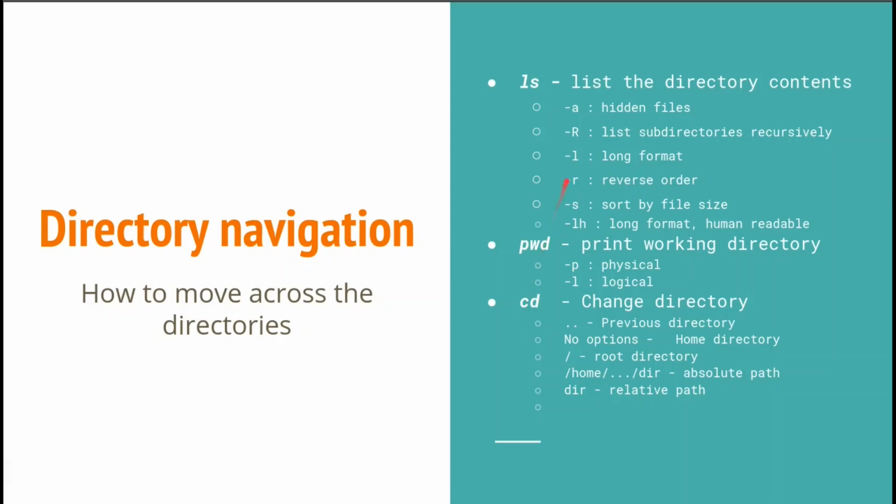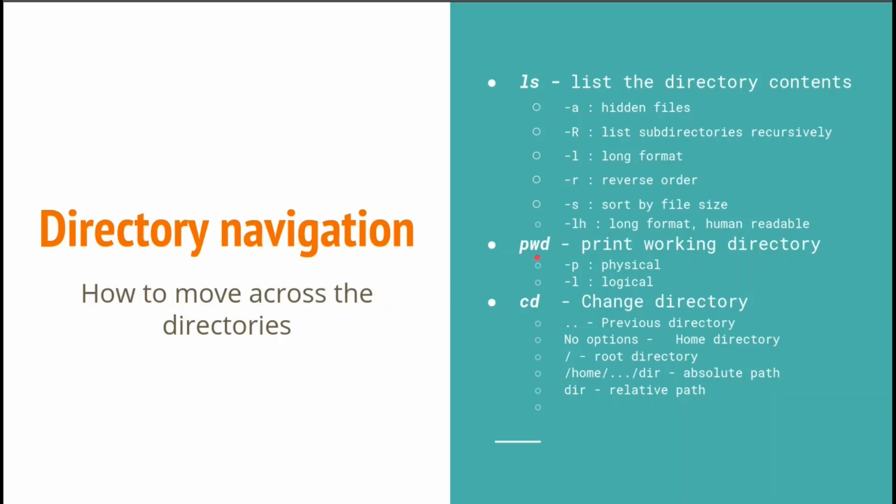Now to summarize, you can use ls to list the directory contents. A is for hidden files, that is, it will show all the files including the hidden files. R is for listing the subdirectories recursively, if you want to find the files and directory contents of the children directories. l is the long format. r is the reverse order. S is sort by file size. lh is the long format in a human readable way.